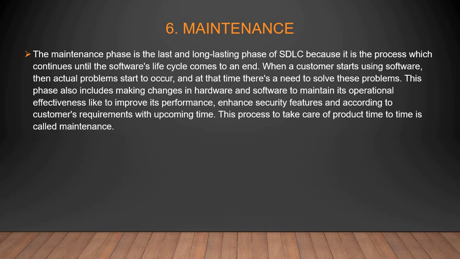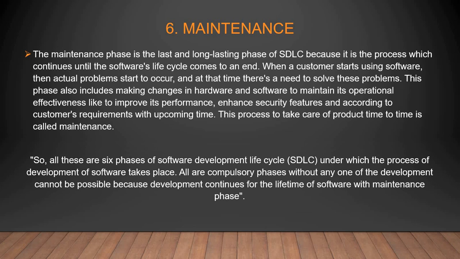Next one is maintenance. The maintenance phase is the last and long-lasting phase of SDLC because it is the process which continues until the software life cycle comes to an end. When a customer starts using software, then actual problems start to occur and at that time there is a need to solve these problems. This phase also includes making changes in hardware and software to maintain its operational effectiveness, like to improve its performance, enhance security features and according to customer requirements with upcoming time. This process to take care of product time to time is called maintenance.